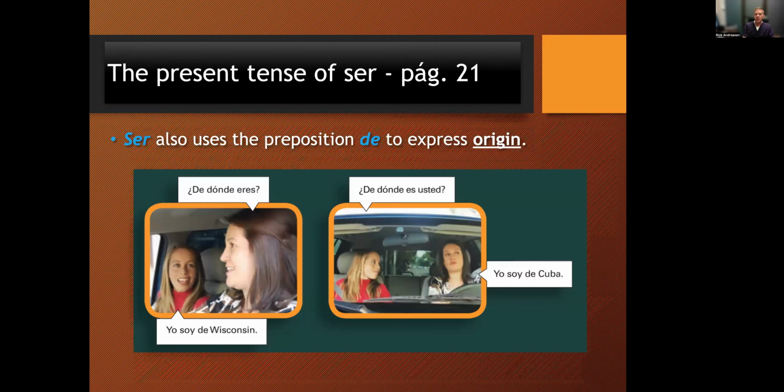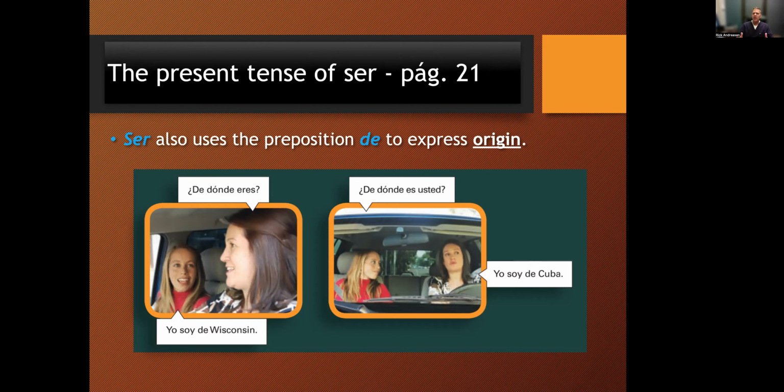Okay, ser is also used with the preposition de to express origin. In this case, we would translate de, this de, more like from. So de can mean of if it's talking about possession, or it can mean from if it's talking about origin. This again goes back to the video of the foreign exchange student. ¿De dónde eres? Soy de Wisconsin. Where are you? I'm from Wisconsin. ¿De dónde es usted? Yo soy de Cuba. So in that case, de is expressing origin, or where something or someone is from.